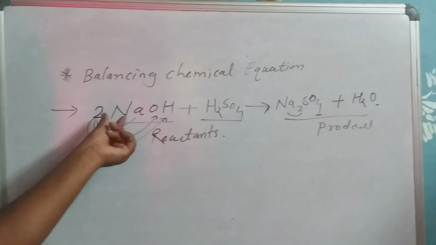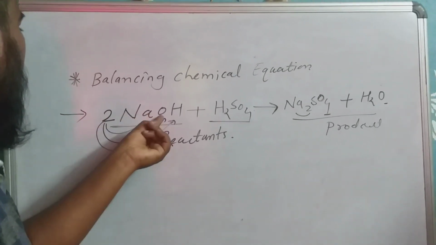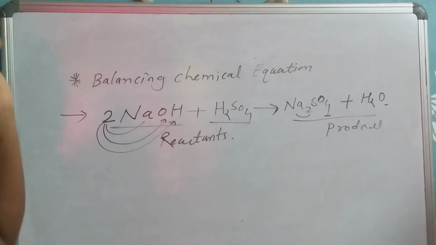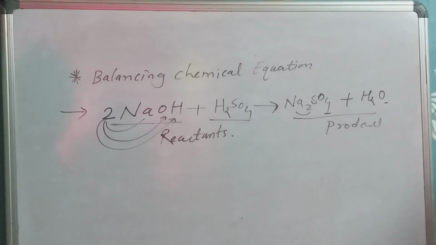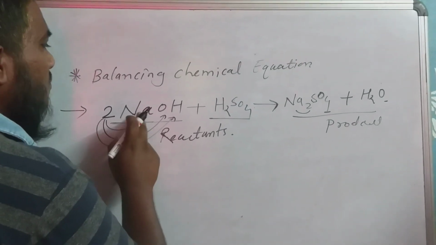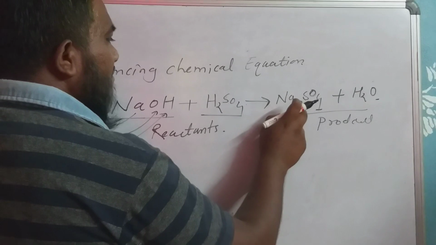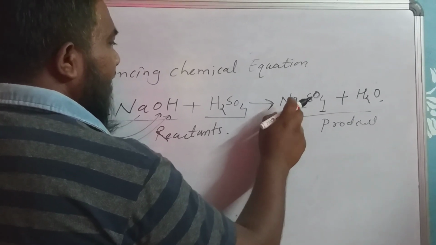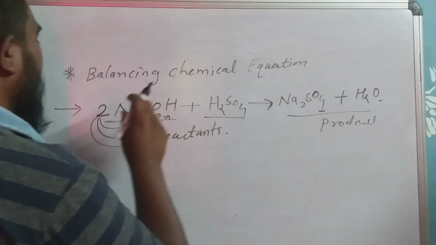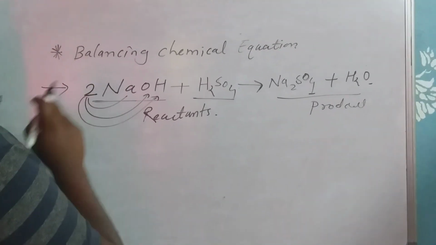Now that becomes sodium becomes 2, oxygen becomes 2 and hydrogen becomes 2. Now in this balancing of sodium, we are seeing that on the product side, the right hand side, 2 sodiums are there, and on the left hand side also 2 sodiums are there.